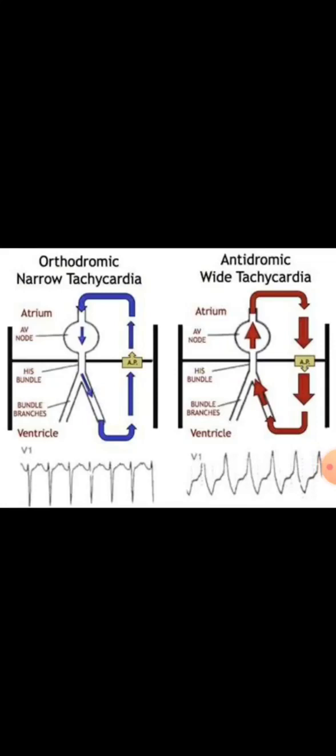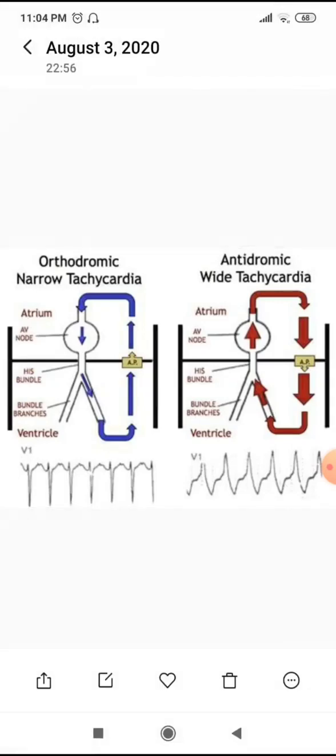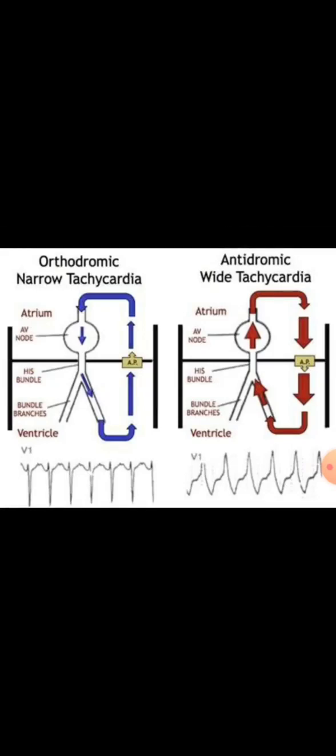In this video, I am going to discuss atrioventricular reentrant tachycardia. It's also called AVRT. In this kind of tachycardia, there is an accessory pathway as one portion of the circuit and the AV node as the other portion. AVRT may be orthodromic or antidromic.